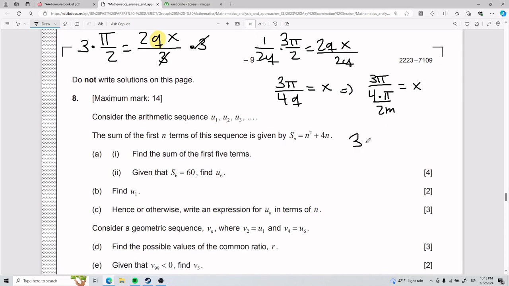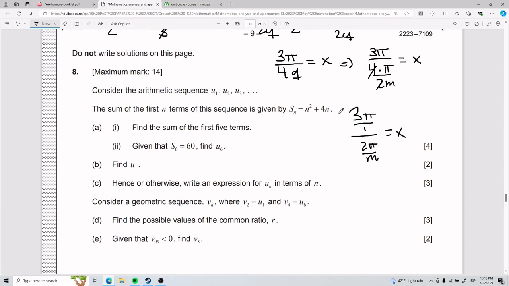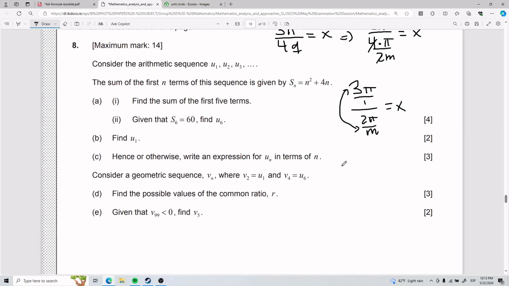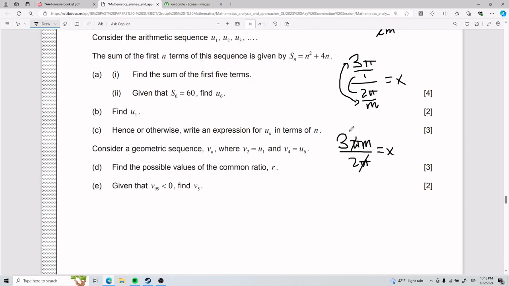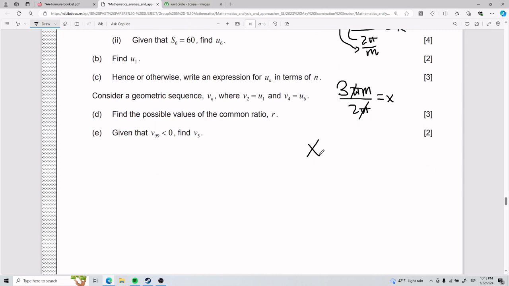Let me simplify what's on the bottom first. So you end up with 3 pi divided by 1 divided by, this goes away with this, you end up with 2 pi divided by m. So all of this equals x. You can multiply the edges with the edges, so it's 3 pi times m gives you 3 pi m. And then the inner with the inner is 1 times 2 pi, so it's going to be 2 pi. All of this equals x. You can get rid of pi on the top and the bottom. So x equals 3m divided by 2.